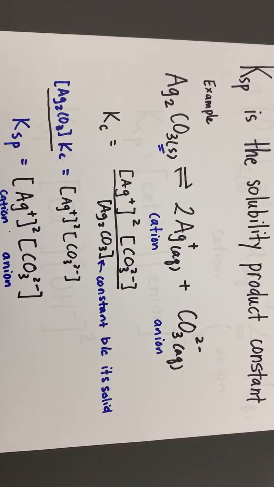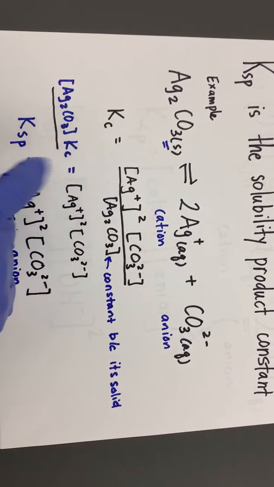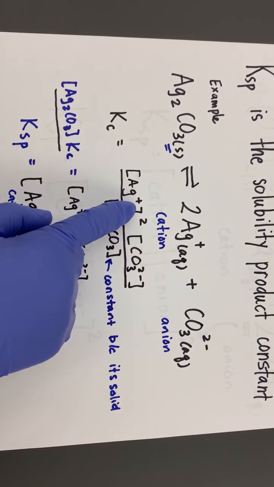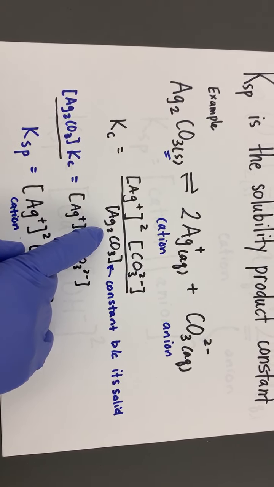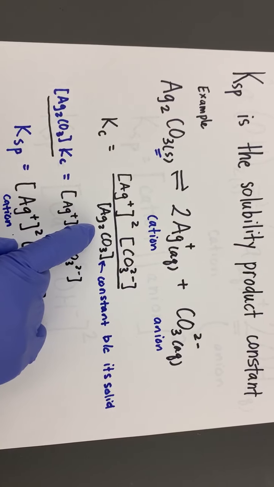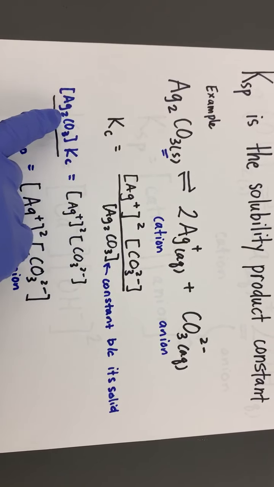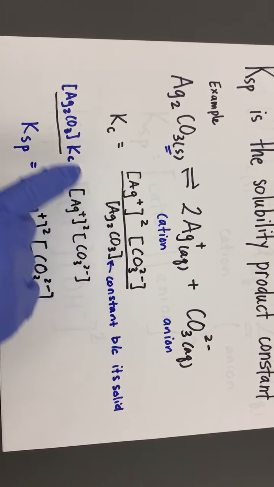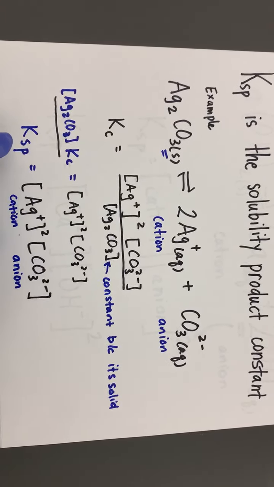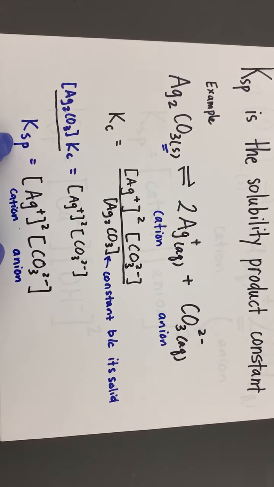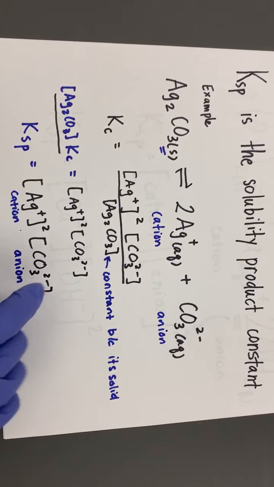Okay, so the idea here is if you have Kc, you would calculate it as products over reactants. So you would have the silver squared times the carbonate divided by the silver carbonate solid. But because it is a solid, remember we said that its concentration is constant. So we're going to multiply both sides by it, it cancels out on the bottom, and we get a constant times a constant. We're going to call this new constant the Ksp, or the solubility product constant. And remember, it is always equal to the cation times the anion.